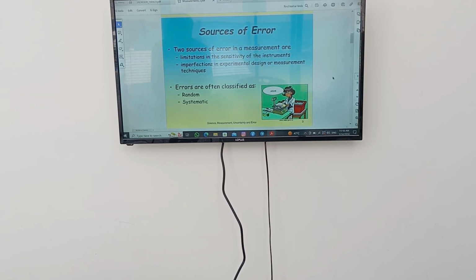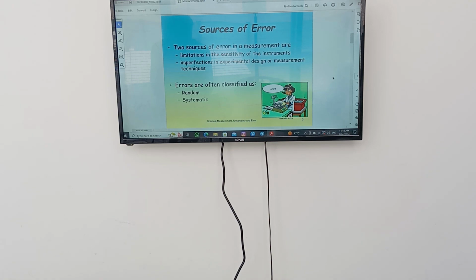Sources of errors. Generally, in experiments, we have two sources of errors in measurements, which are limitations in the sensitivity of instruments. It means maybe the equipment is not new, not updated. Maybe there are some mistakes in the programming of these instruments, so they are not as sensitive in getting the actual result. And the second source is imperfections in experimental design or measurement techniques.